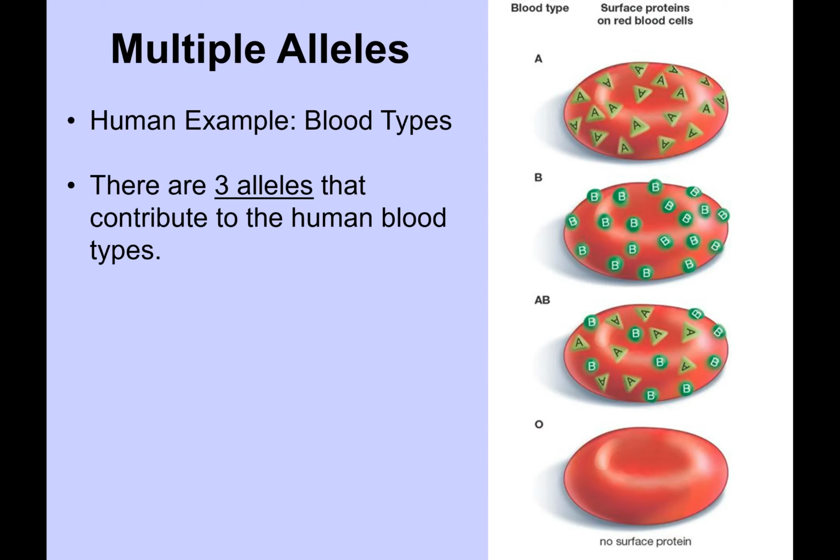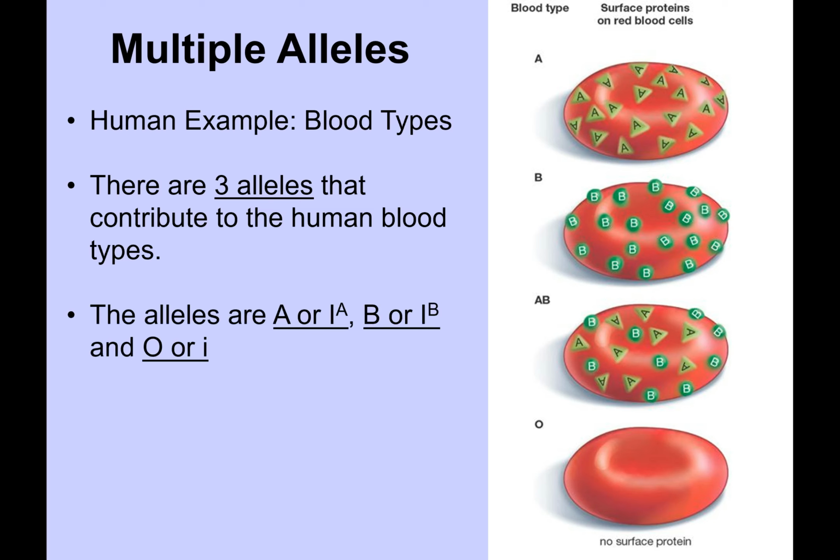The human blood type is a trait that is based off of three different alleles. Those alleles are the A allele, the B allele, and the O allele. And you can represent these alleles with a letter A, letter B, letter O, or I little a, I little b, or just a little i, and we'll talk about why these are capital and why this is lowercase in a second. But you may see these two different representations of the alleles.